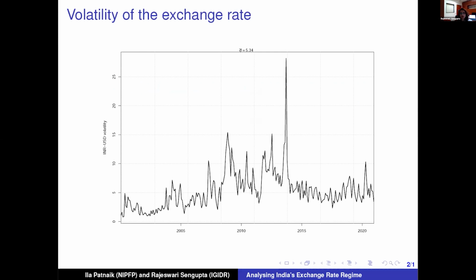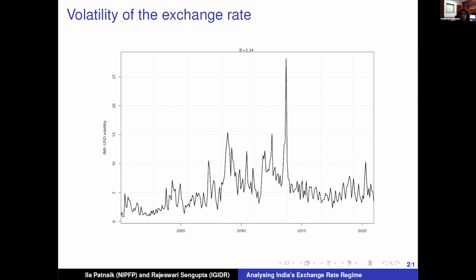I want to start by showing this graph of the volatility of the rupee-dollar exchange rate. This is the annualized monthly standard deviation of the nominal exchange rate from roughly 2000 to the end of 2020. And the reason I want to start with this is that if we just look at the graph of the volatility of the exchange rate, and I've put the average volatility on the top, which is 5.34%, we can't really say anything about what currency regime the rupee was in at any point of time.